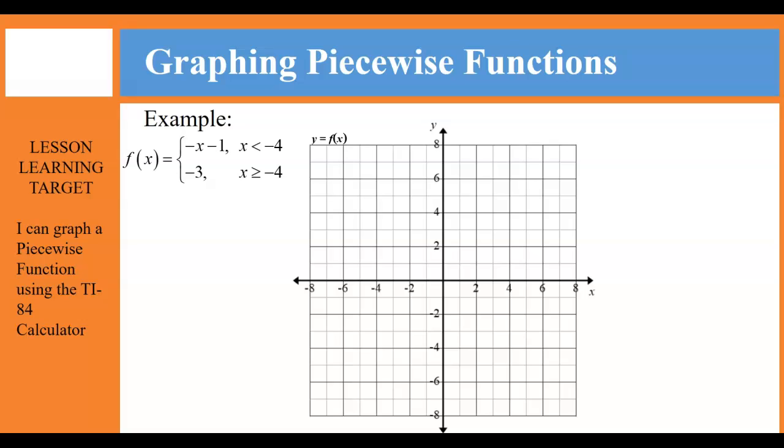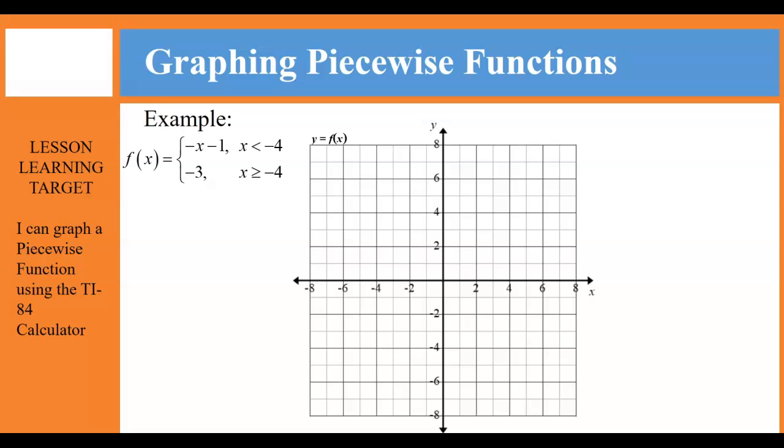So now let's take a look at what we would have to do to graph a piecewise function. You can tell here we have a piecewise function, and the left side of my graph is going to be before x is negative 4, and then after x is negative 4, we'll have this other function.